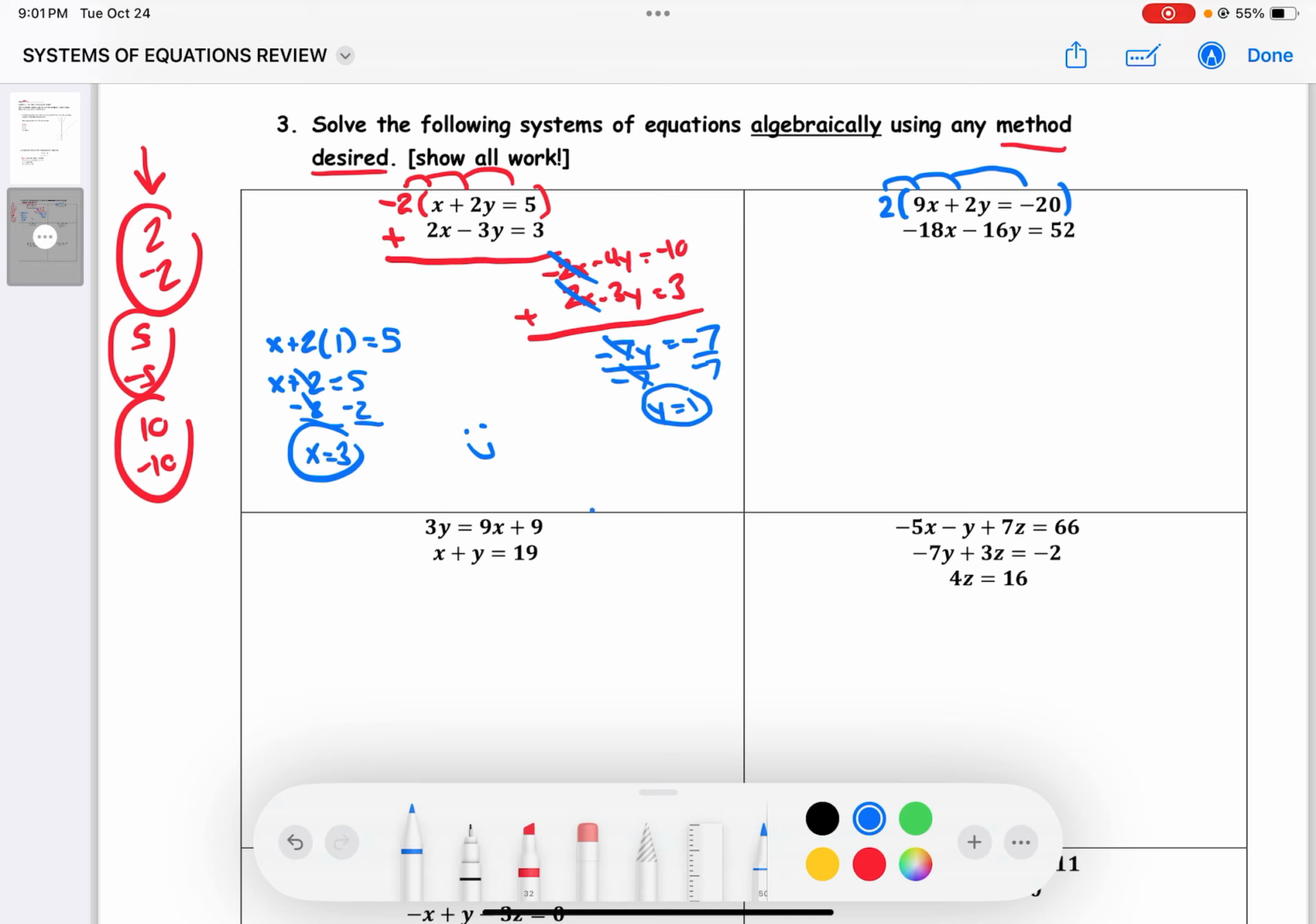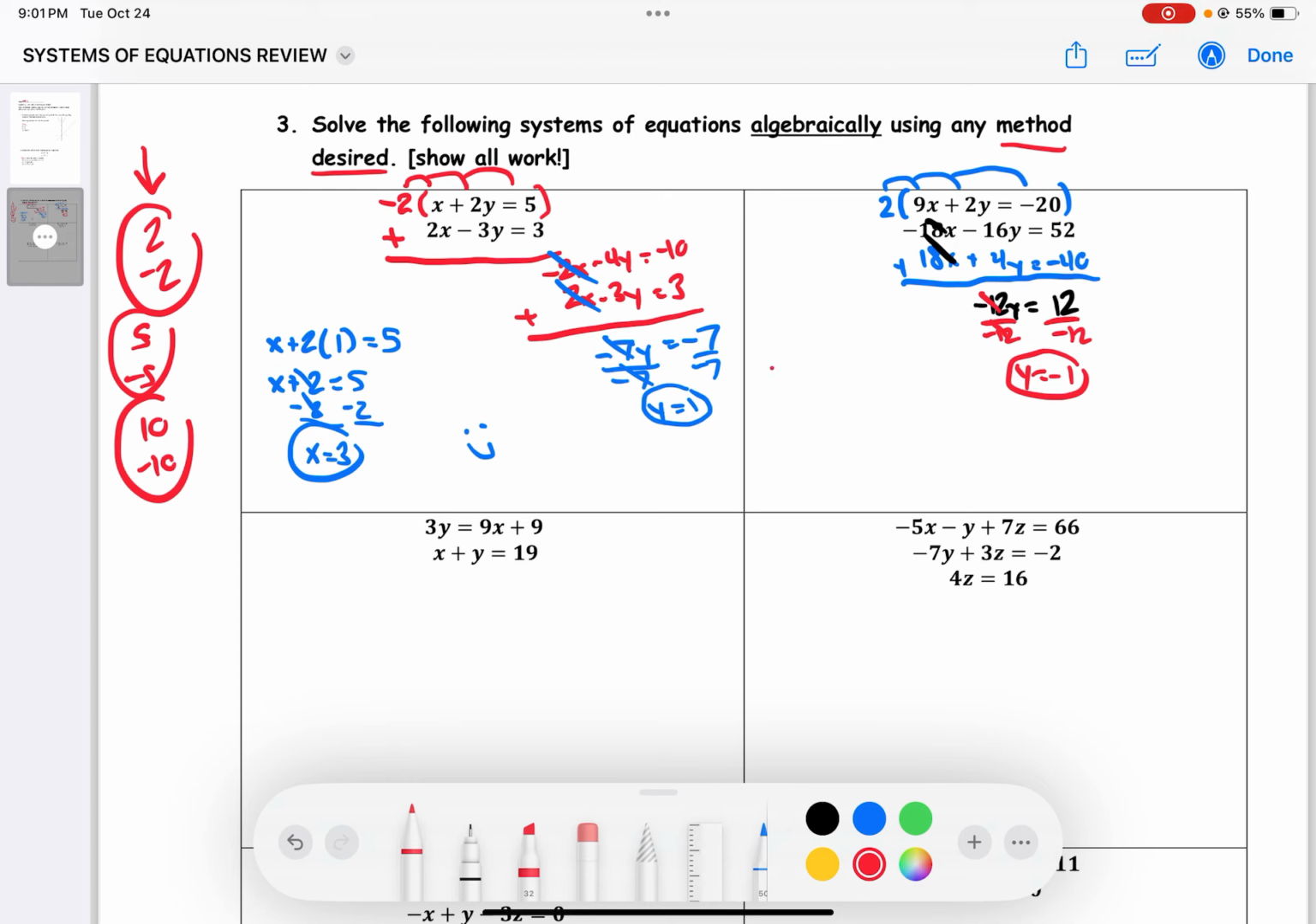I'll rewrite: 2 times negative 9 is negative 18x, 2 times 2y is positive 4y, and 2 times negative 20 is negative 40. We add, lo and behold, my x variables cancel out. Negative 16y plus 4y is negative 12y, and 52 minus 40 is 12. Once again, we're just one division away. And y is negative 1.